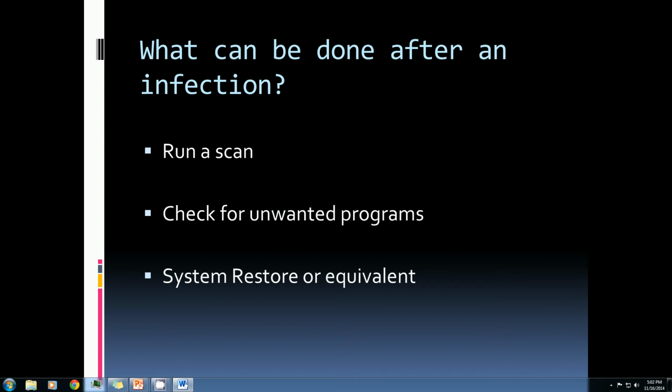So, when a piece of malware has infected a system, sometimes the best solution is just to do a system restore back to an earlier date, or even go as far as a total re-image of the operating system in the worst case scenario, when you cannot figure out how to get rid of the malware.